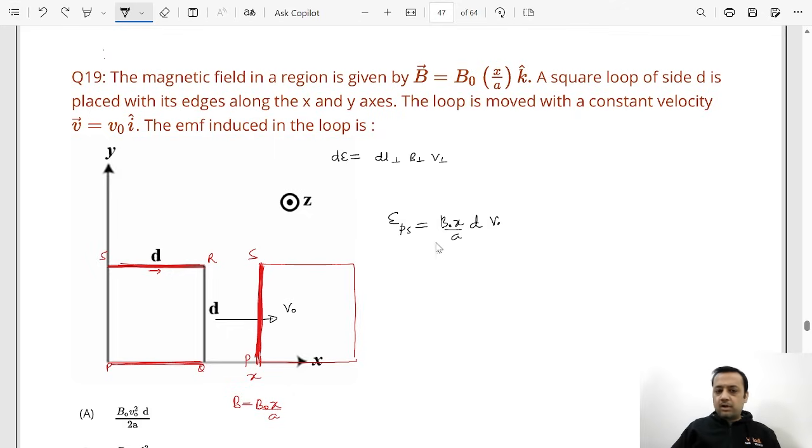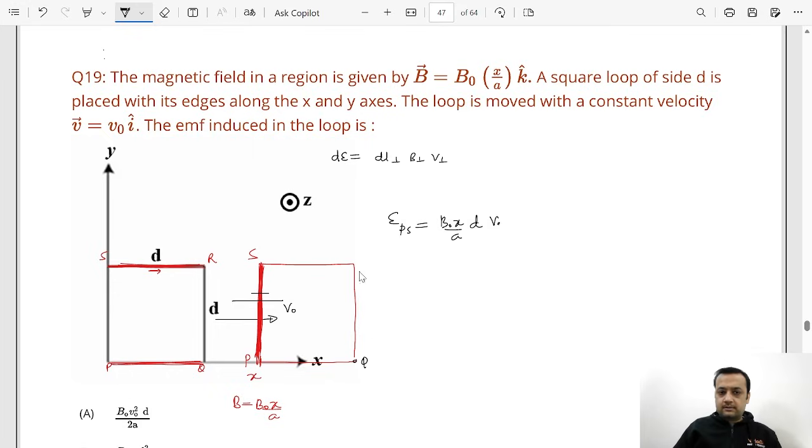Now, how do we check the polarity of the EMF? Whether the EMF will be like this or like this. Polarity is always in the direction of v cross B, velocity cross magnetic field. Velocity is along the x-axis, and the magnetic field is towards us, so v cross B is pointing down. That means this type of polarity will be introduced. That will be the EMF in the PS.